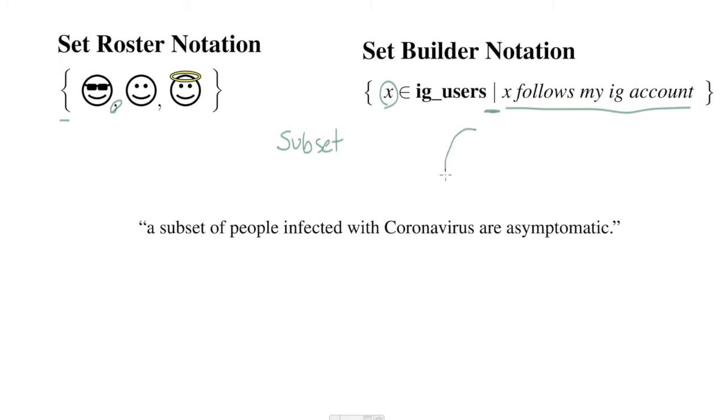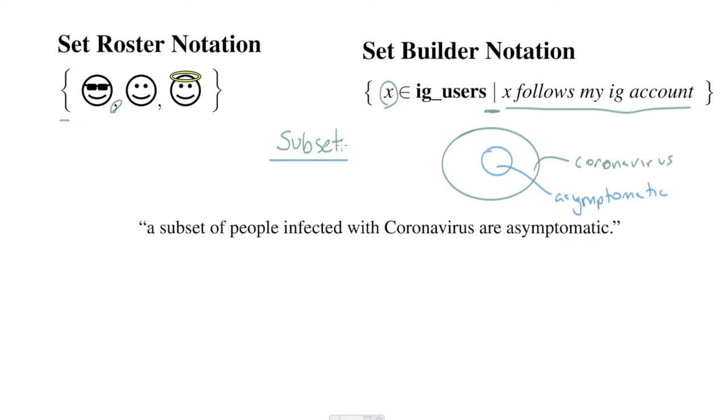So let's say this big circle represents people who have coronavirus. And then this smaller circle represents people who are asymptomatic. So if you are asymptomatic, you're inside the smaller circle, but that also means that you're inside the bigger circle. So what that's saying is that if you're asymptomatic, you still have coronavirus. So that's essentially what we mean when we say subset.